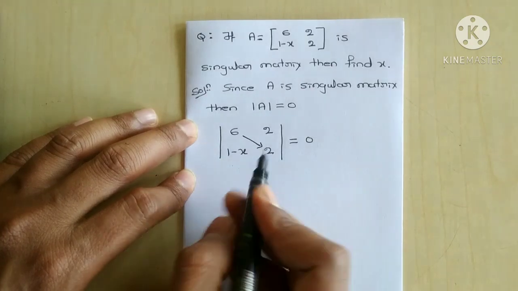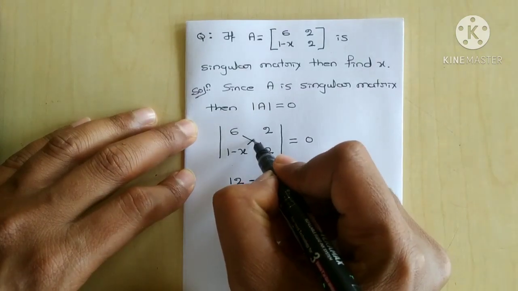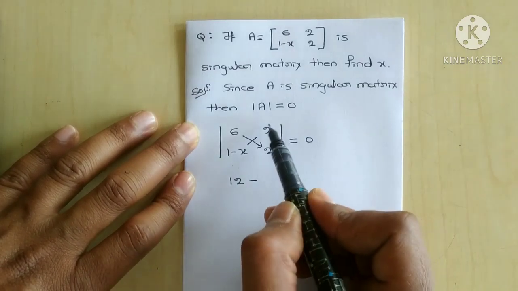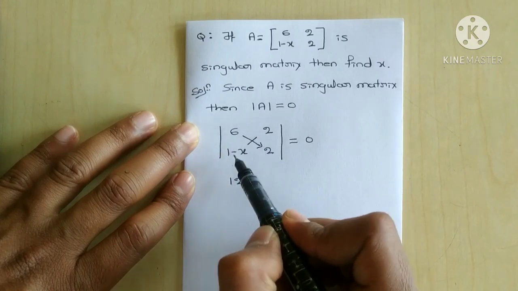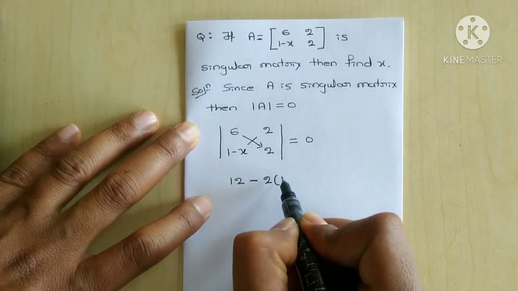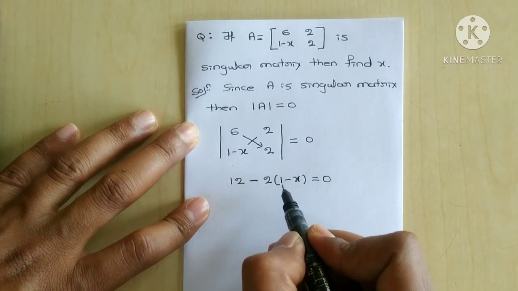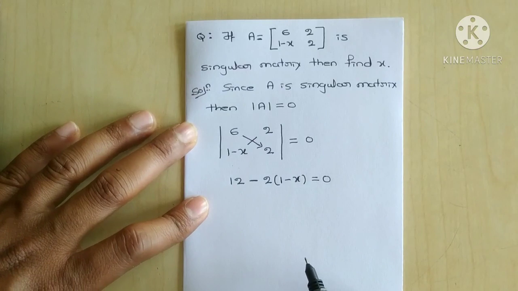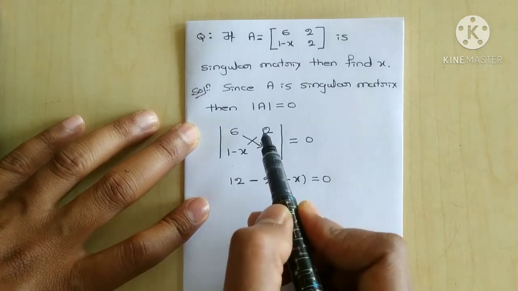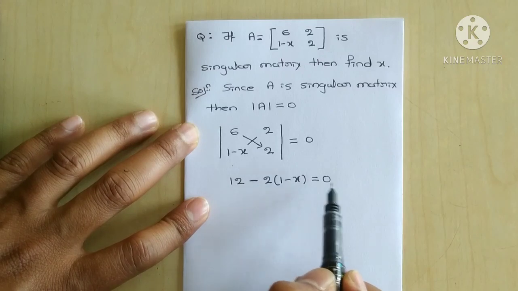These two first: 6 into 2 is 12. The middle sign is always minus. Next, these two. But remember, the third element contains 2 terms and here only one term. So don't multiply directly. Keep both values as it is, that is 2 into bracket 1 minus x equals 0. Why am I keeping it as it is? Because in the next step it is easy to simplify.